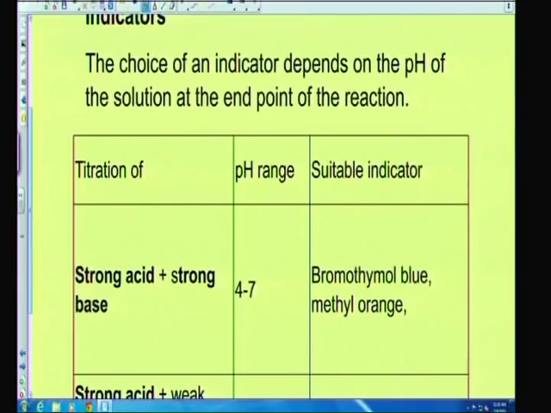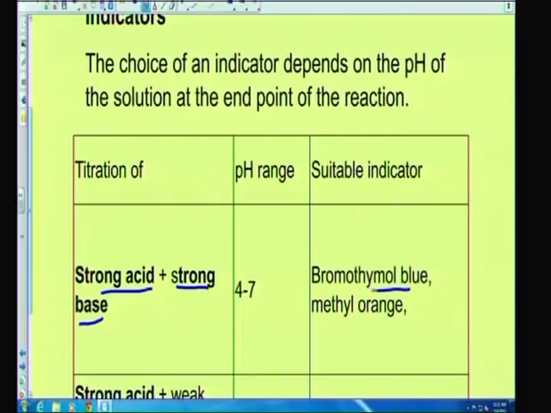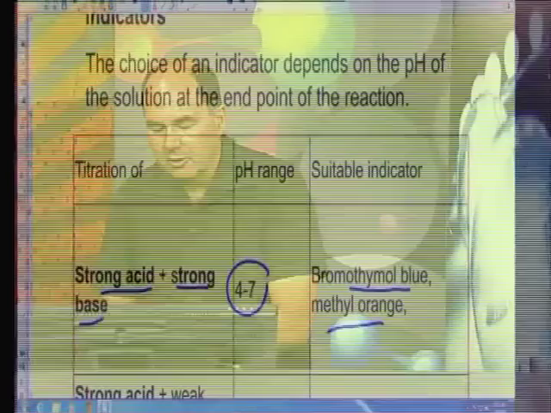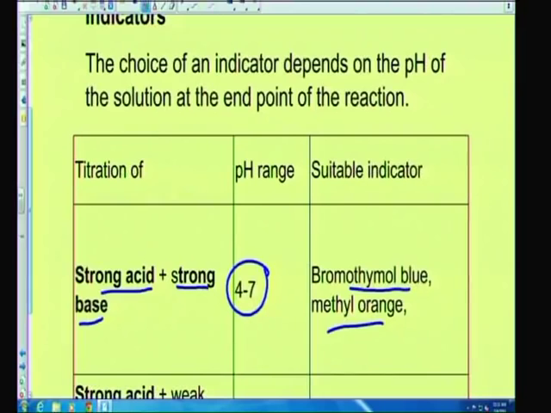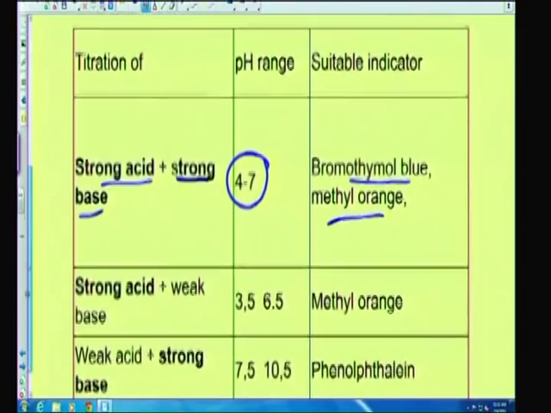If we have a strong acid and a strong base, now remember, strong and strong, that means that there is a high concentration of hydrogen ions for the strong acid, a high concentration of hydroxide ions for the strong base. The indicator that you will use is bromothymol blue or methyl orange. You'll get a very sharp change in color, and you'll be able to determine that. The range of change, or the points of change, will be in the pH range around between 4 and 7, but closer to 7 than 4.